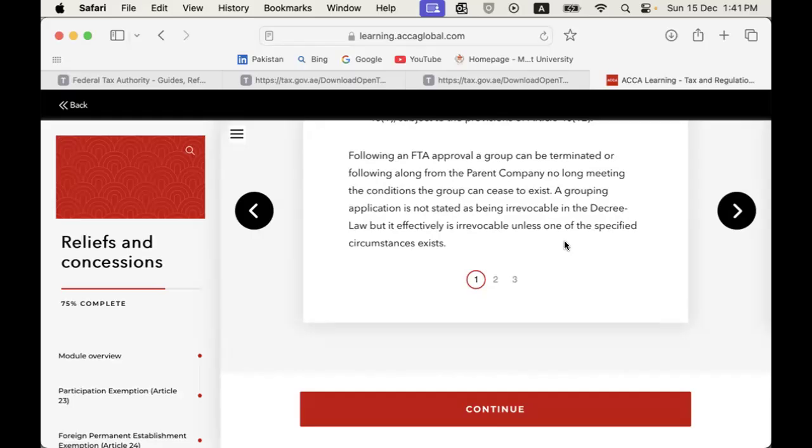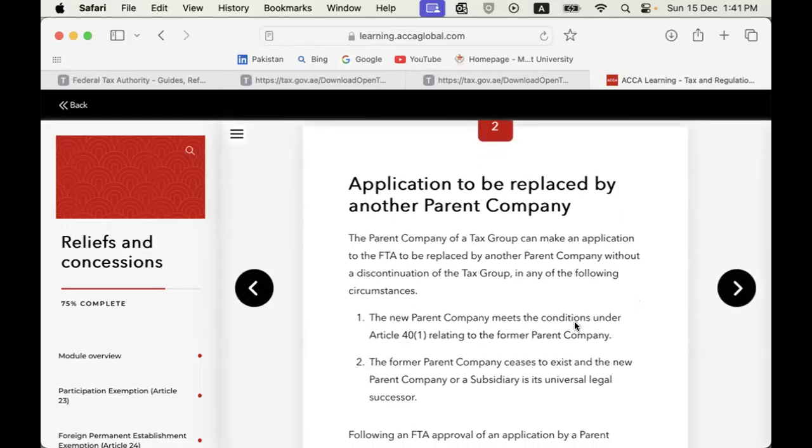Quite a few conditions were mentioned. Same accounting year, IFRS, this, that. If those conditions are not met, there will by default be a change to the tax group status.